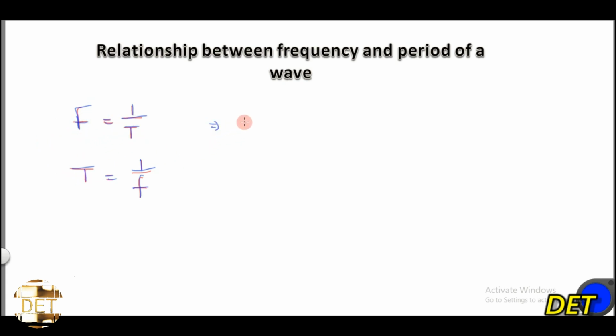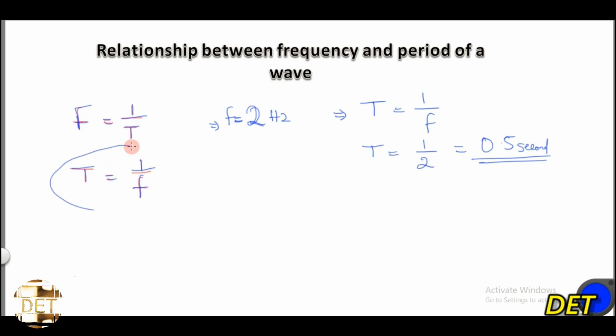For instance, if I say a wave has a frequency of 2 Hz, and I ask you to look for the period, you simply use T equals 1 over f. That's the relationship between frequency and period of a wave, right? So my T will be equal to 1 over 2, and 1 divided by 2 will be equal to what? 0.5 seconds, right?